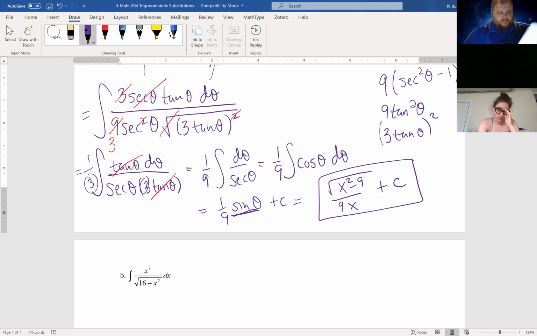So a lot of steps, but a lot of it is just simplification, right? There's a substitution that you have to make. And then after that substitution, it's mostly just algebra.